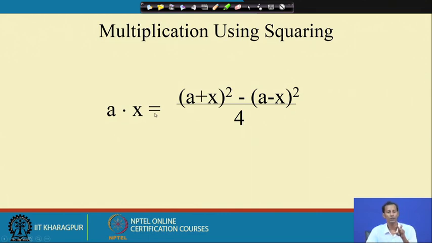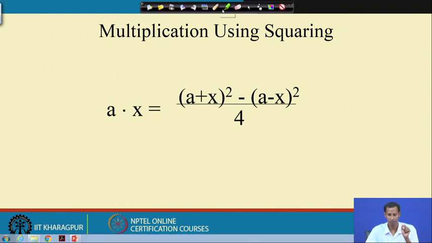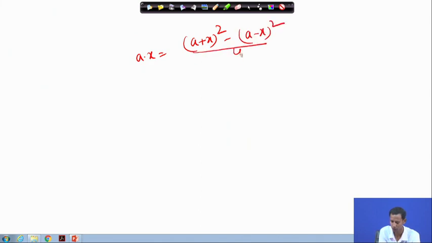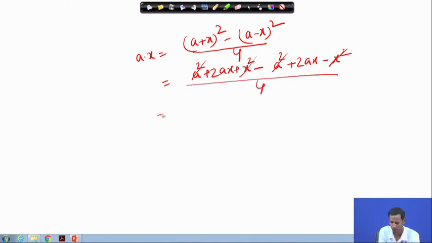So, in one particular circuit, if I just draw the corresponding circuit, at that time how will it be? It will be just like, a into x, if I have to do, that will be (a plus x) whole square minus (a minus x) whole square, divided by 4. This is a square plus 2ax plus x square, minus a square plus 2ax minus x square. So this and this will be nullified, 4ax divided by 4, that is nothing but my ax.